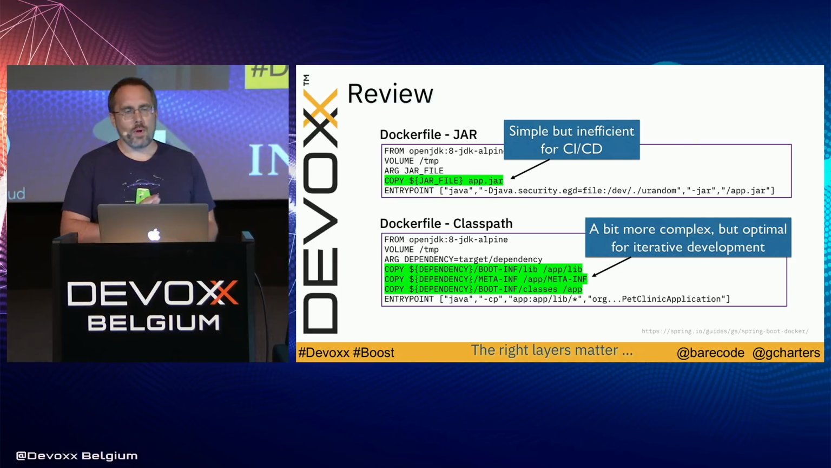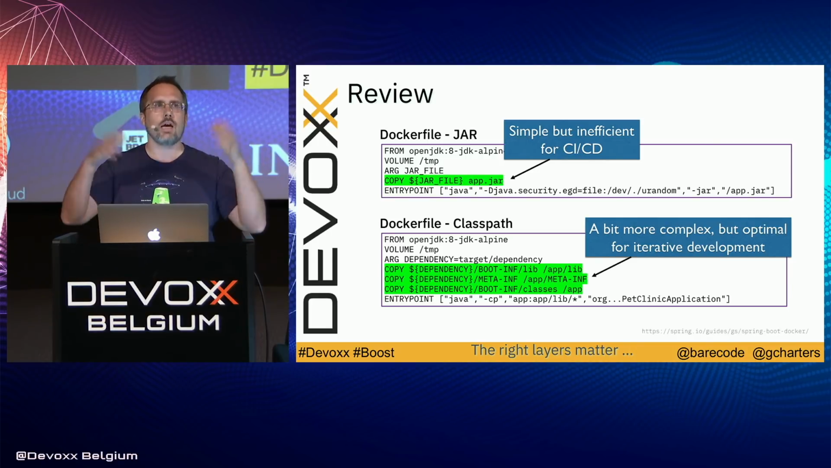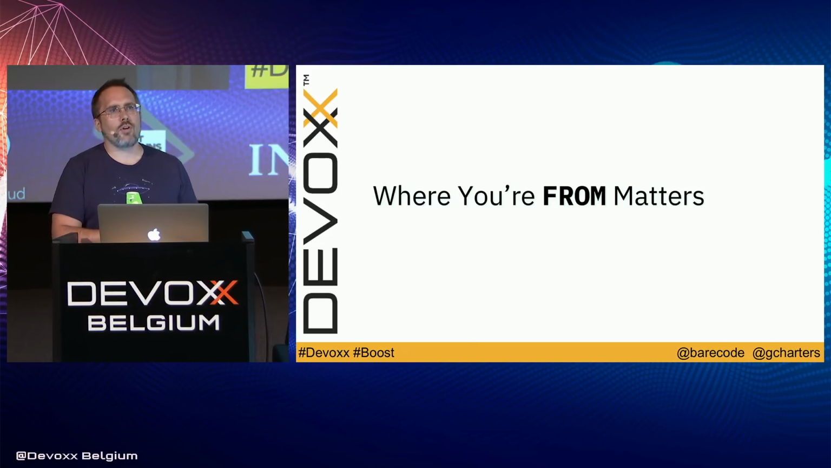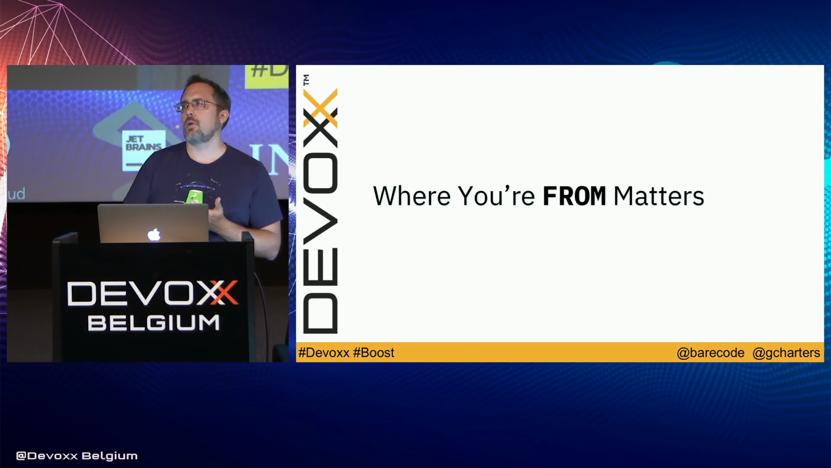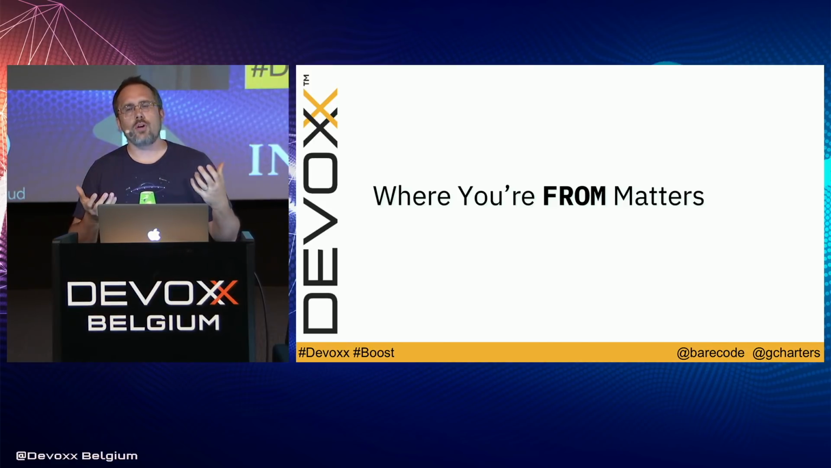So, are we done? Not really. We've said that the Dockerfile structure matters, right? You've got the CI/CD approach. You've got the easy case, where I don't change this application that often. But we did talk about where you're from matters, right? Or what you're from matters. Because that really will change the way that your application behaves.